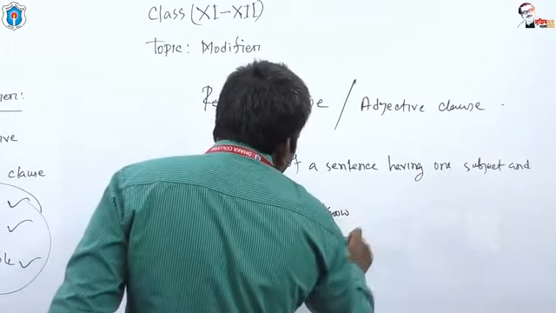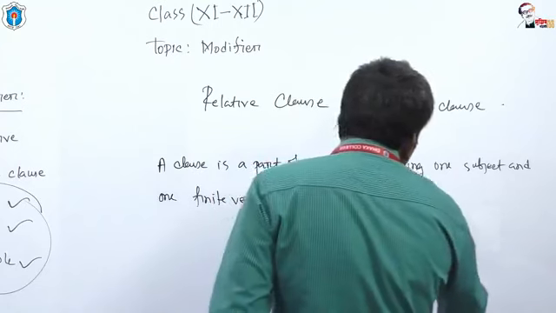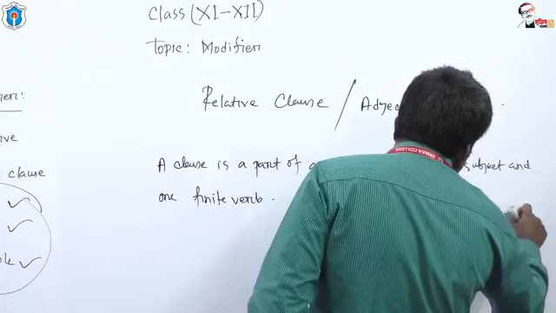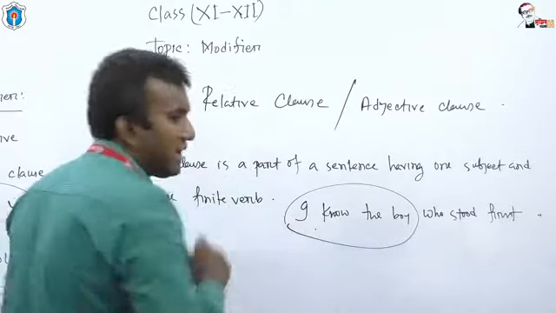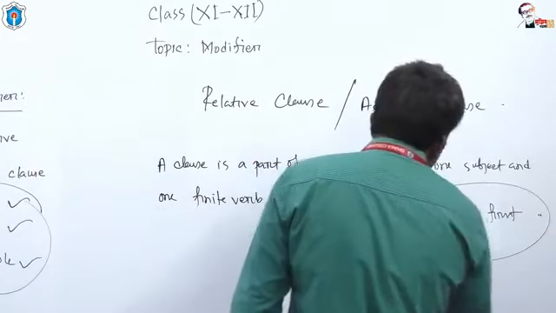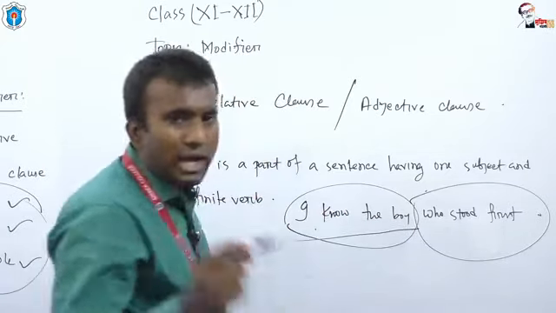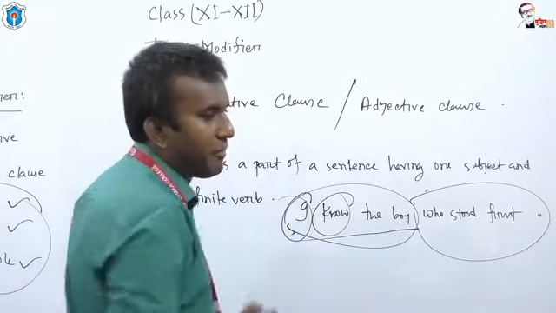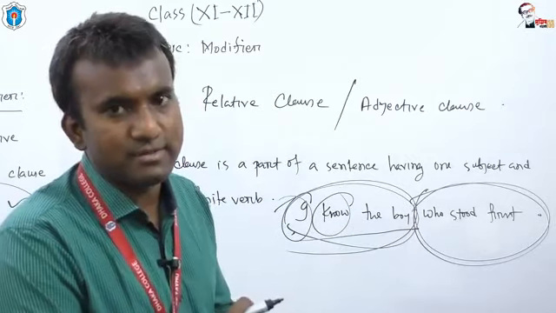Okay. I know the boy who stood first. I know the boy. This is a part of a sentence. Who stood first is the second part of this sentence. I know the boy is the first part of the sentence, and in this part you have got one subject and one finite verb. You can say this one is a clause. The second part is also a clause of the sentence.